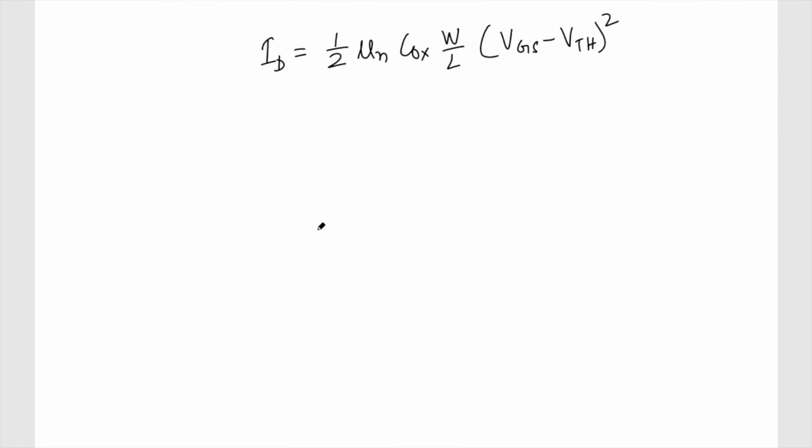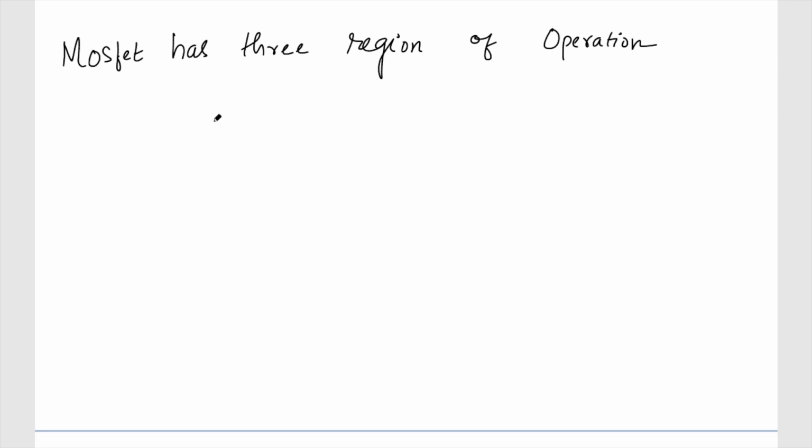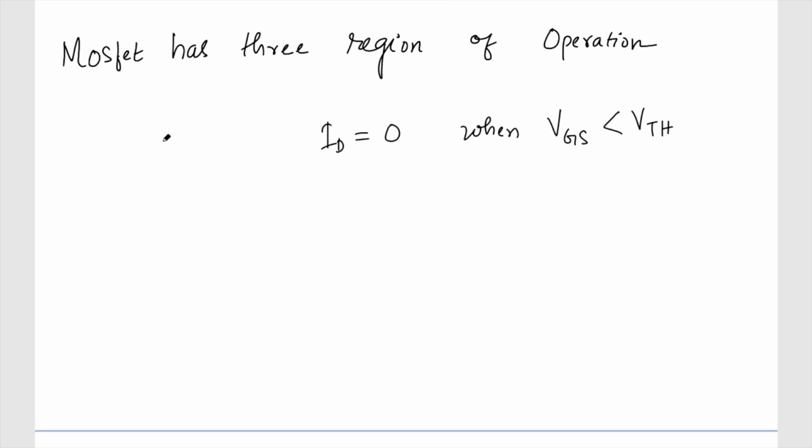To summarize, the MOSFET has three regions of operation. The first one is where my ID is zero. There is no current when my VGS is less than threshold. The channel has not formed, so nothing is happening. This region is also called the cutoff region.